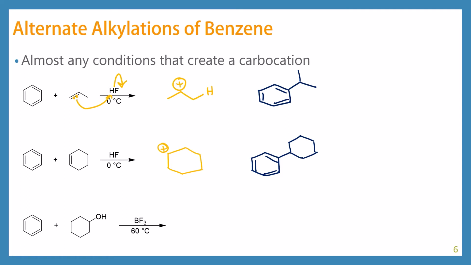And then one more, this uses boron trifluoride. This is not really a method that we've seen before, but it does form a carbocation, and in this case, you're going to consider the alcohol as a leaving group, essentially. And this is also going to create the same carbocation that we had in the previous step. And therefore, our product is going to be the same. So these are just alternate methods of alkylation, and all of these would also be subject to carbocation rearrangement.